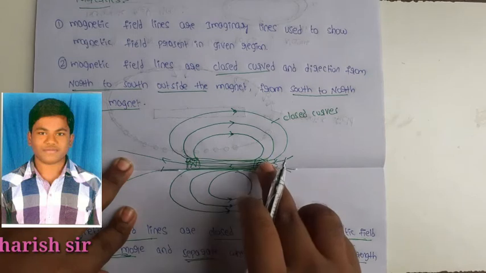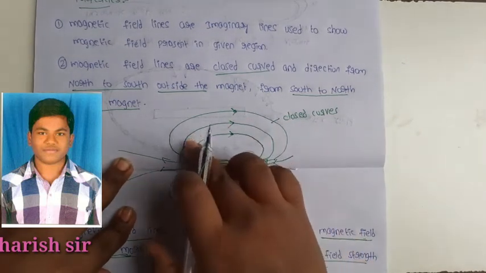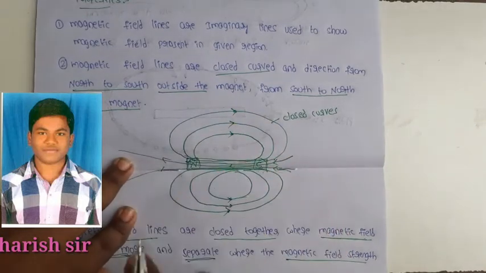Outside of the magnet, the magnetic field strength is weak. That's why magnetic field lines are separated.